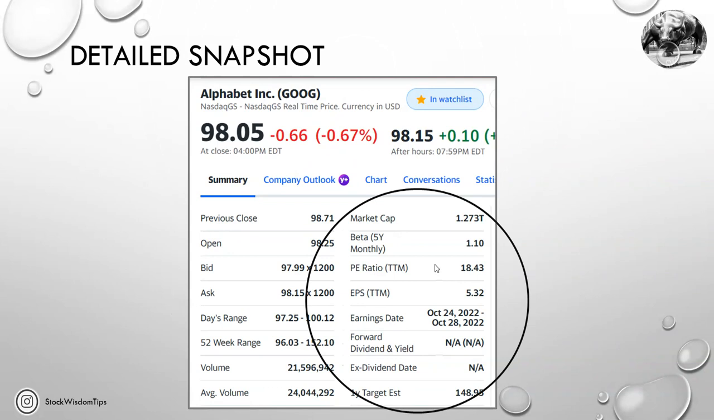Looking at the right-hand side, continuing this conversation around market cap, that's the total value of the company, taken by multiplying the stock price by all the outstanding shares out in the market.